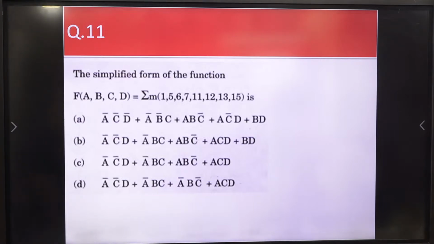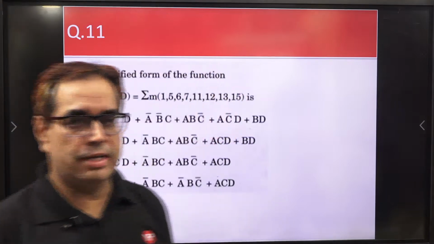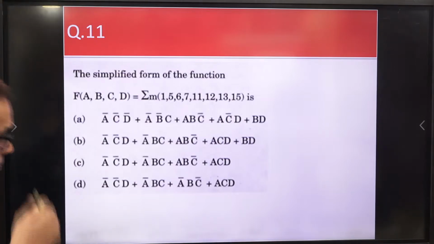Okay, one student, Vipul, is writing the answer. Other students, all of you, please don't forget to write the answer. K-map is really important. You should have knowledge of solving K-map to write the minimum expression from the K-map.